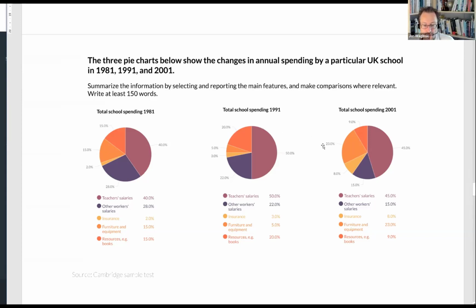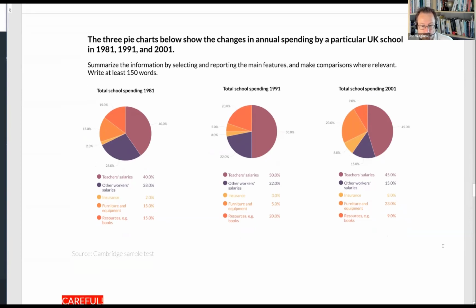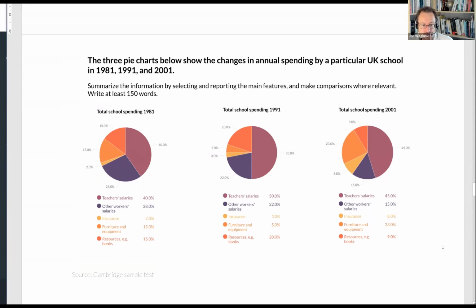Okay, so we've got this one here. This is from a Cambridge sample test. It's: the 3 pie charts below show the changes in annual spending by a particular UK school in 1981, 91, and 2001. So they want us to summarize the information by selecting and reporting the main features, and they want us to make comparisons where relevant. Okay, so I'll give you a minute just to look over this.